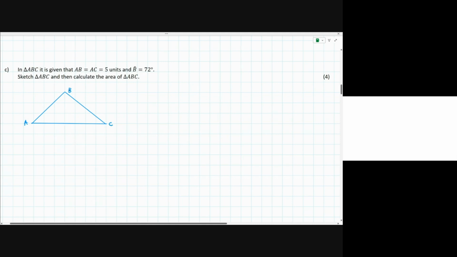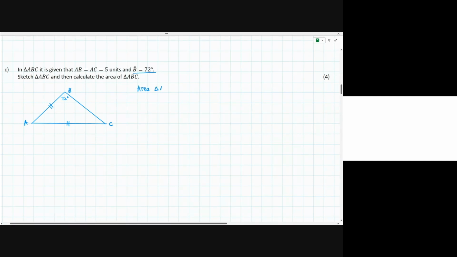We start to fill in the information that we have. So AB is equal to AC. And angle B is equal to 72, so this angle up here, 72 degrees. We want the area. Now remember, there are 2 ways that you can find the area of a triangle. Half base times height, which you've been learning since primary school, or the area rule. Okay, this is on your formula sheet, so you don't need to learn it off by heart.